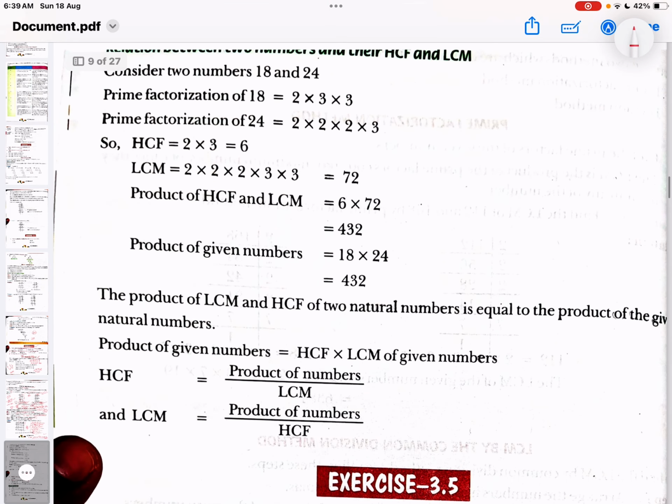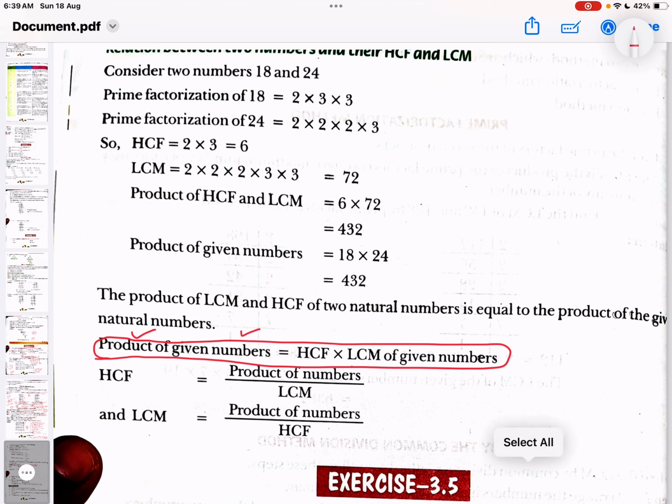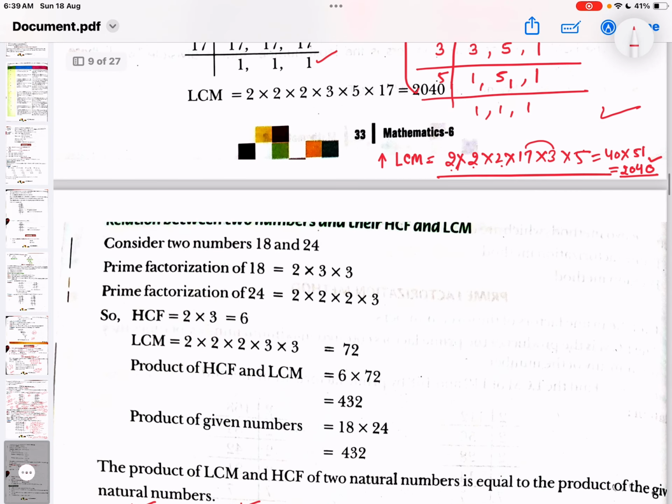Now there is a kind of formula which you have to remember. If there are two numbers, then the product of the two numbers would be equal to the multiplication of HCF, highest common factor, and the LCM, least common multiple. ठीक है. ये होता है, ये फॉर्मूला होता है. ये कैसे प्रूव होगा ये यहाँ पे देख सकते हो आप.